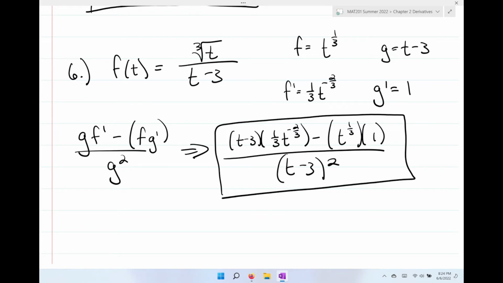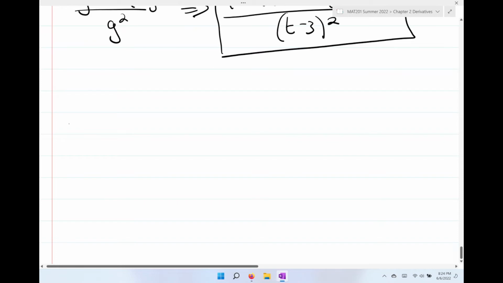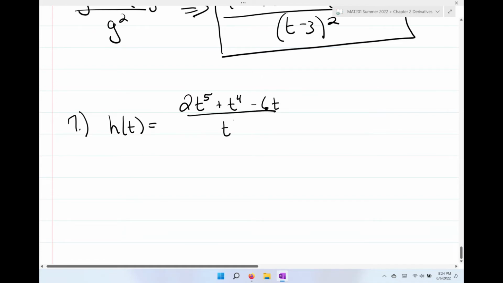And you're going to see that a lot. All right. Let's do another one where it looks like it's the quotient rule, but we could be really clever with it. So let's look at this one. I think we're on problem 7. So let's do h of t equals 2t to the 5th plus t to the 4th minus 6t, all over t to the 3rd. Now, our gut reaction says to go ahead and use the quotient rule.